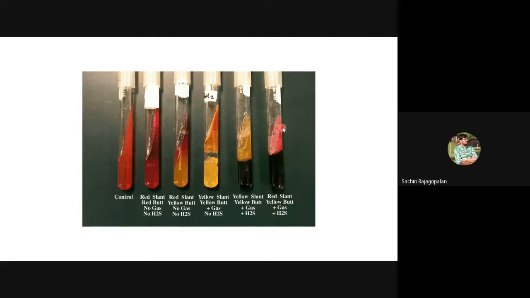Now look at this. Red slant, yellow butt, there is gas, which is not clearly visible here, and H2S production. So what does this indicate? It is utilizing only dextrose. It is utilizing peptone. It is producing gas, and it is producing H2S. Is that very clear? Have you understood this part, all of you, how to find out what is happening in the tube?